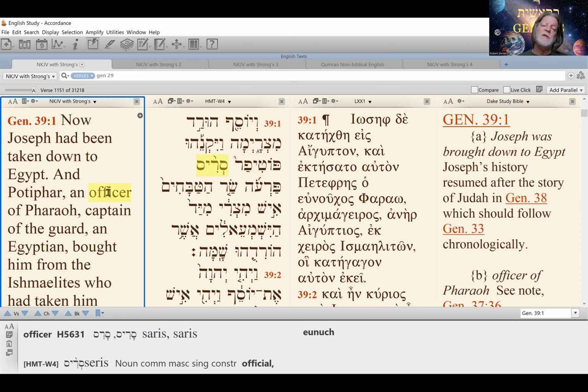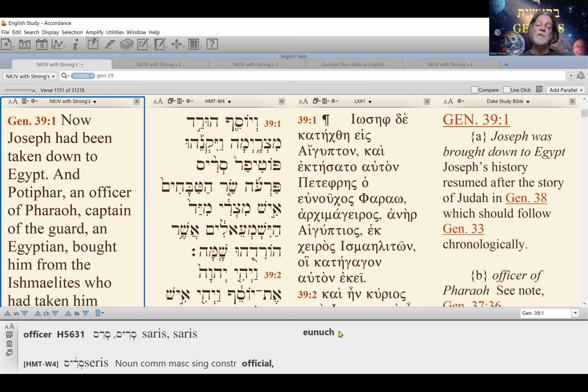Our New King James says that he was an officer of Pharaoh. The word for officer, and it's highlighted in our Hebrew Old Testament, is the Hebrew word saris. And in the information window down at the bottom of the page, you can see that the basic foundational meaning of the word saris is a eunuch, which is kind of an uncommon word in our common vocabulary and language. A eunuch is a castrated male.